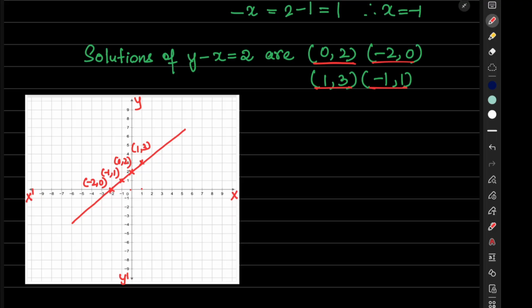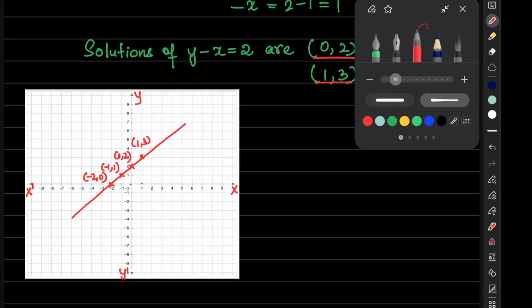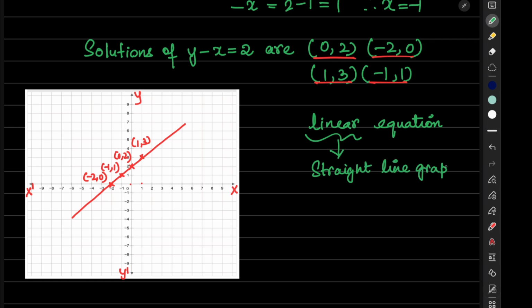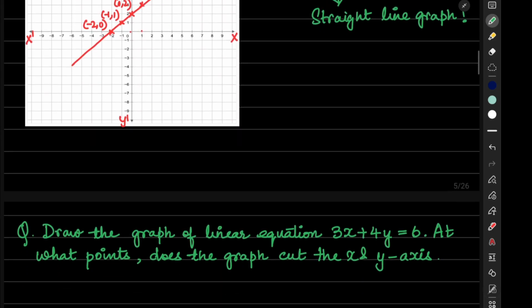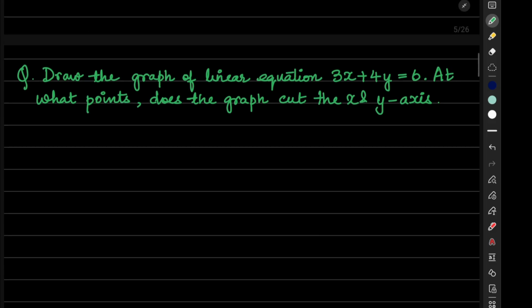Always remember, whenever you are writing your linear equation, it's going to be a straight line. So let me also write it here. Linear equation will always yield you a straight line graph. Linear means straight. A point to remember. So let's do one more question. Draw, so this I will give you as homework. It's the same kind. You just have to plot it in the graph.